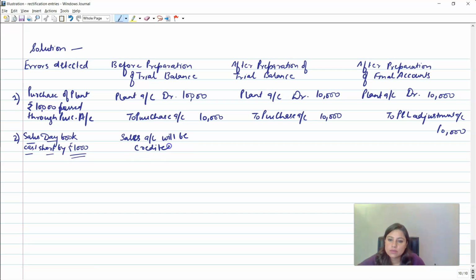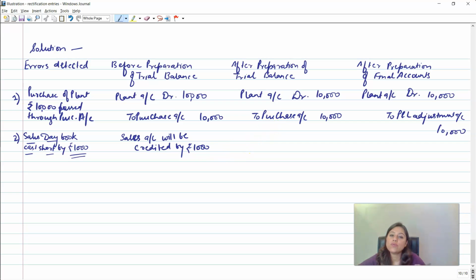Sales account will be credited by rupees 1,000. This is because the sales account has not been closed and we have not passed on the closing balance into the trial balance or into the final accounts. So therefore we can simply credit it before preparation of the trial balance. If such an error is identified, we can simply credit the sales account with rupees 1,000.